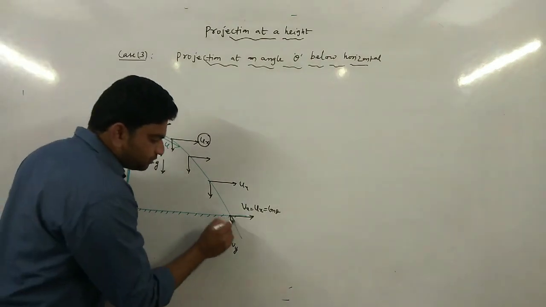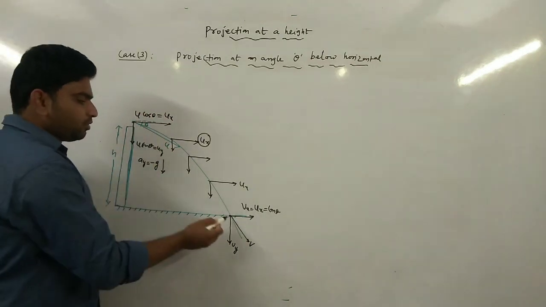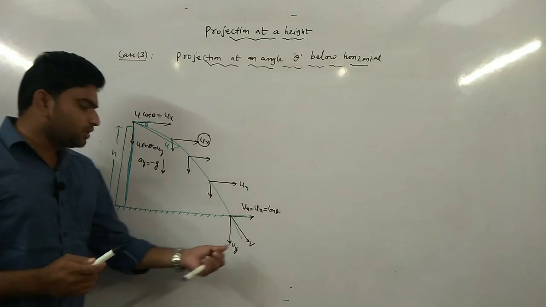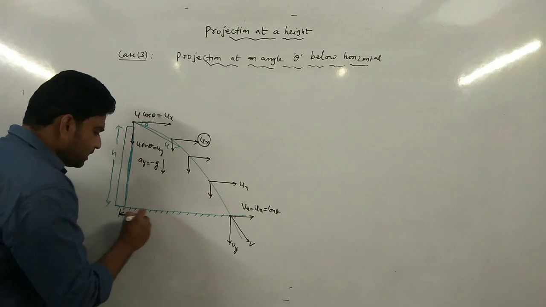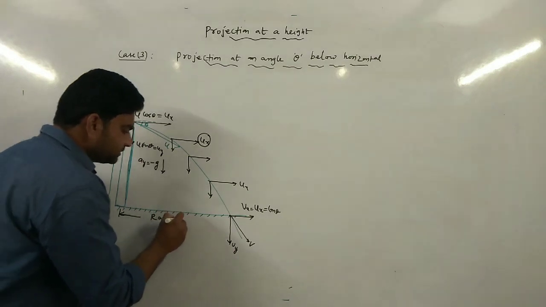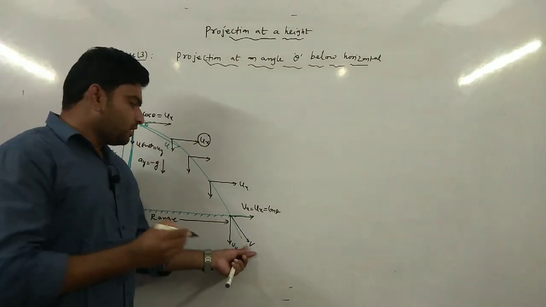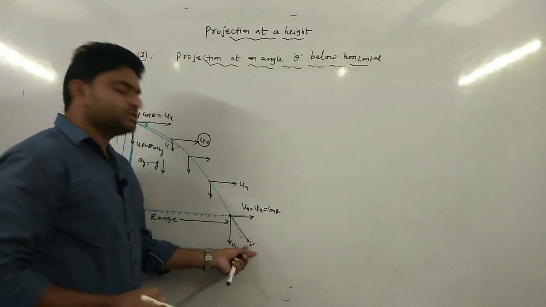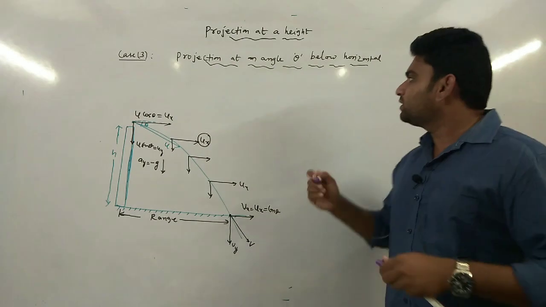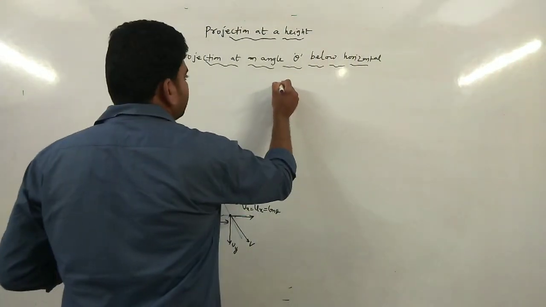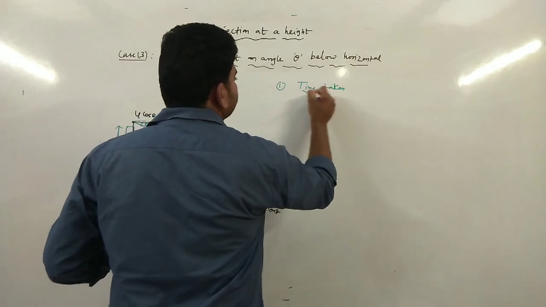My aim is to calculate different things. We are supposed to calculate the time taken by the body to reach this particular point, the vertical velocity, and the horizontal range. We also want to find the speed after striking the ground. So my very first case is time: first I want to find the time taken by the body to reach the ground.